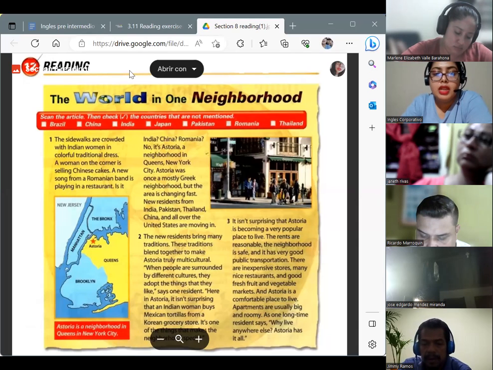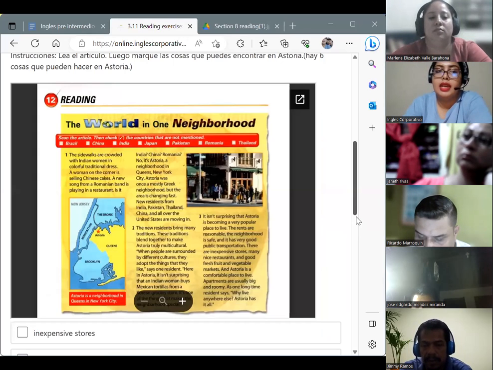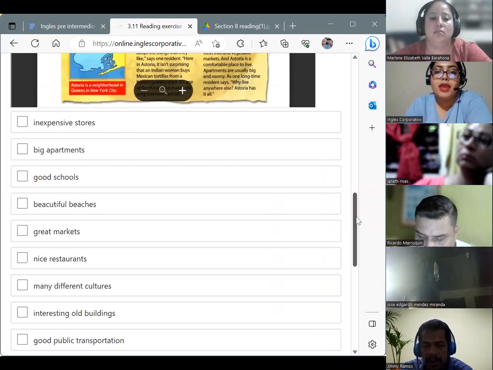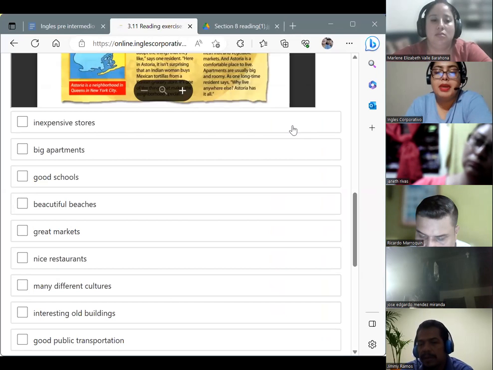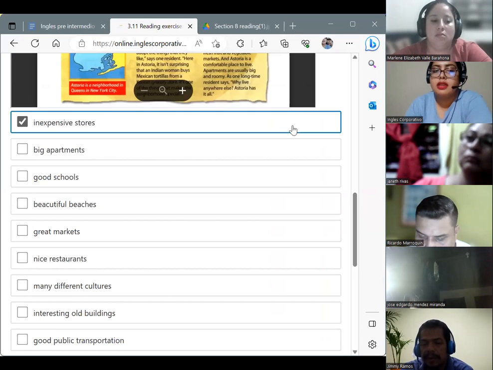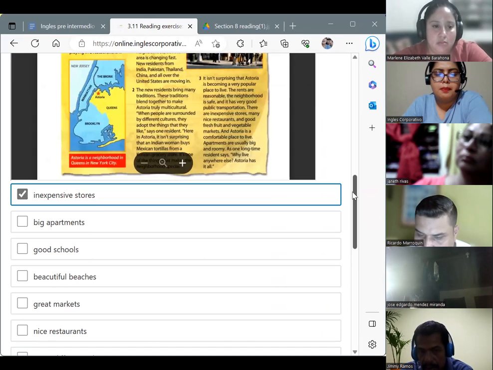Now, in this case, we have the exercise that is choosing the elements that we can understand in the reading. In this case, they have inexpensive stores in Astoria. Tiendas baratas. Yes. Big apartments, apartamentos grandes. Yes. But in this case, there appear on the information, aparece que hay apartamentos grandes.